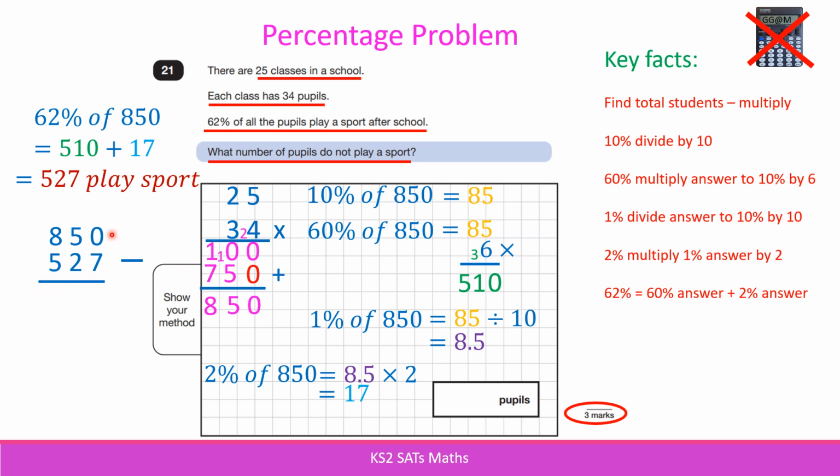So we start on the right hand side. 0 take away 7 we can't do, so we've got to borrow from the 5. I cross out the 5, make it a 4 and put a 1 here to make a 10. 10 take away 7 is 3. 4 take away 2 is 2. 8 take away 5 is 3. So my answer is 323, and that will give you 3 marks in the exam.